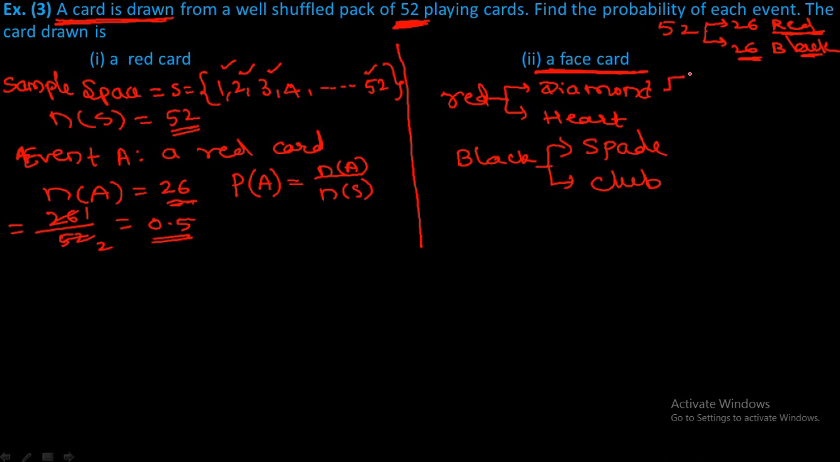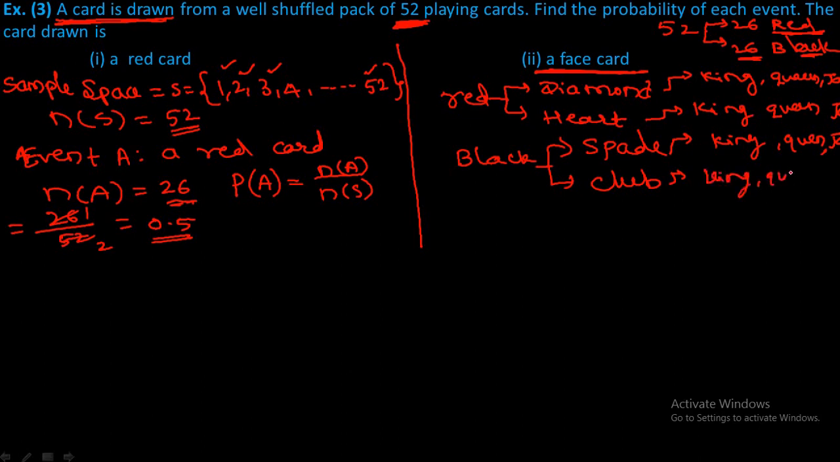In diamond there is a king. Face cards mean the king, queen and jack. These are known as the face cards. Here the heart also has the same: king, queen and jack. Similarly, spade also has the king, queen and jack, and club also has the same king, queen and jack. I hope you are understanding.